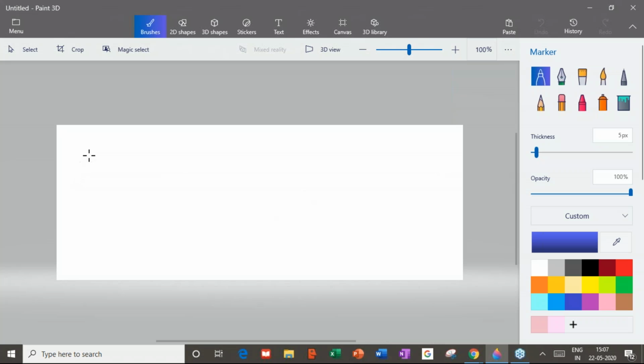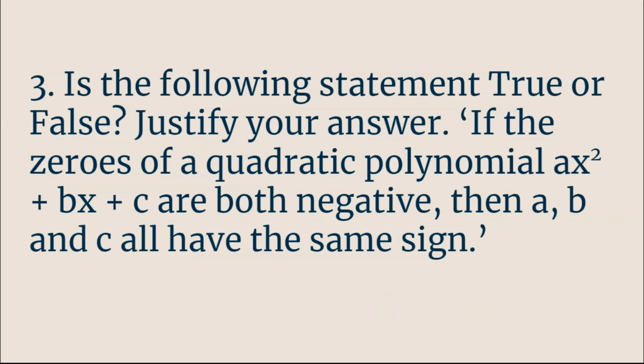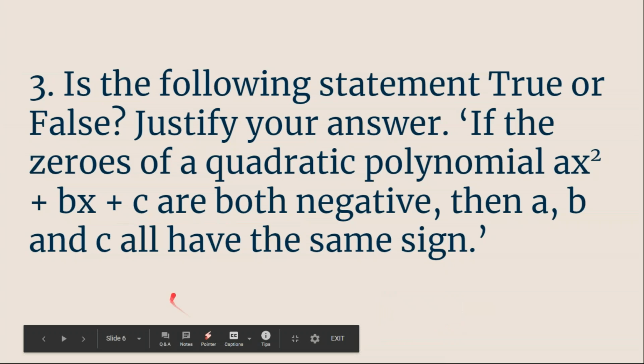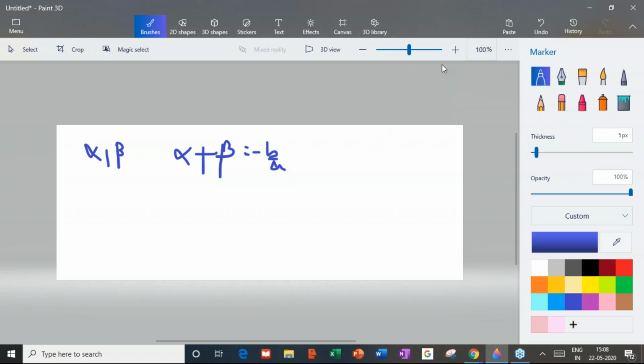Okay. So let alpha and beta be the zeros, right? So it says both the zeros are negative, right? If the zeros of the polynomial are both negative, then show that they have the same sign, right? Okay. So the first relation is alpha plus beta is equal to minus b by a. So in this case, alpha and beta are both negative, so we can just put a negative sign here.